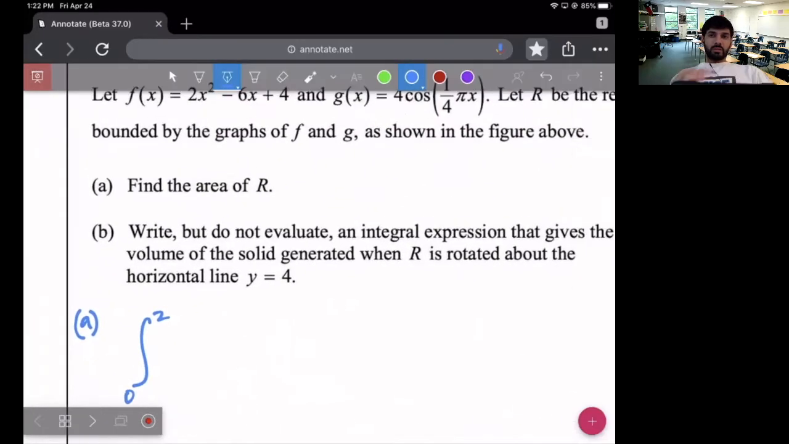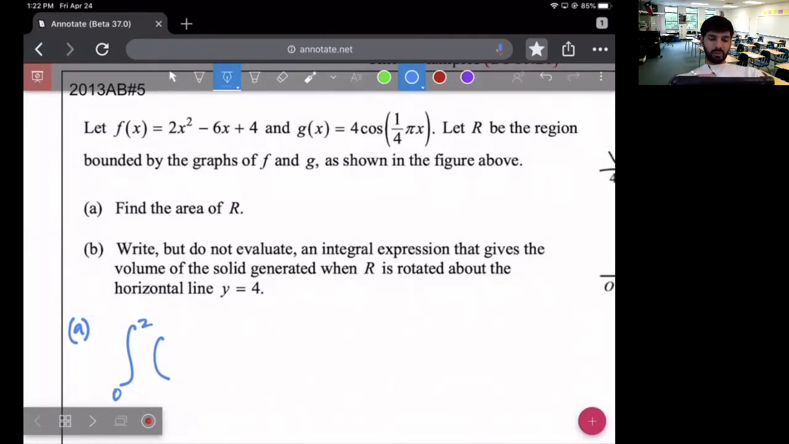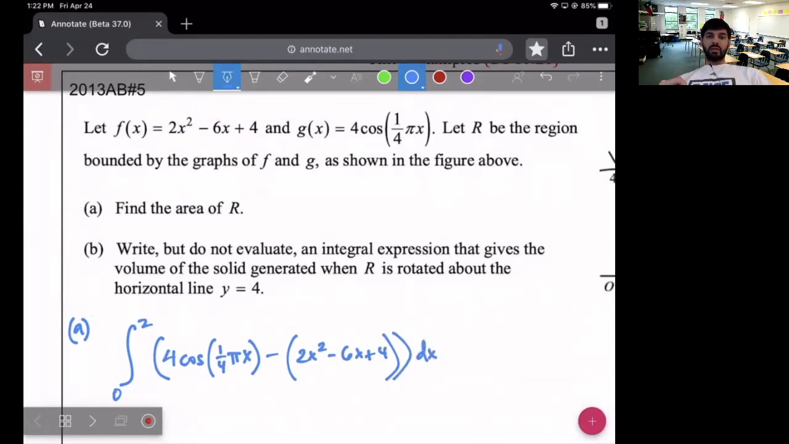And then this is where I need to do my top minus bottom. So we're going to put g of x minus f of x here. So I have 4 cosine of 1/4 pi x. There's g of x minus f of x. Minus, make sure you put parentheses here, because all of this is being subtracted together. So that minus has to be distributed to all the terms. 2x squared minus 6x plus 4, all in parentheses. Close that parentheses, ending my integrand, and I have a dx at the end to show that I've finished what I'm integrating.